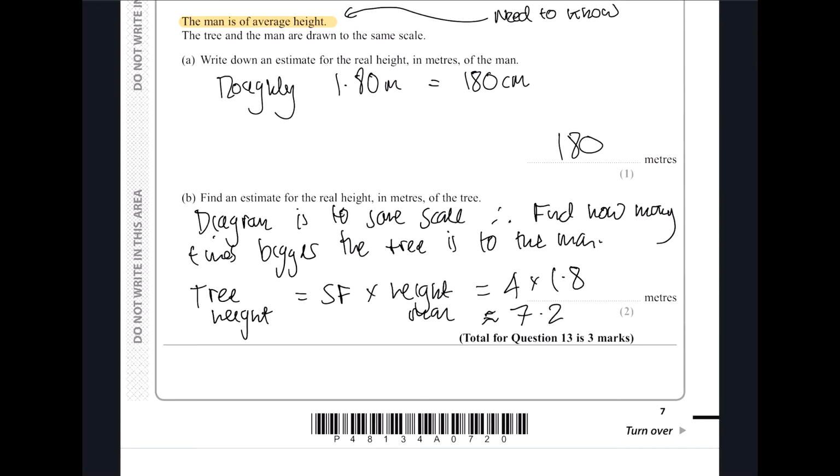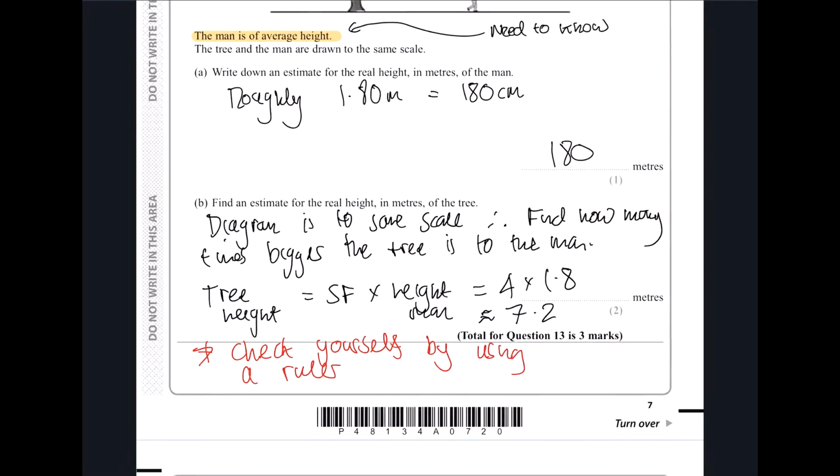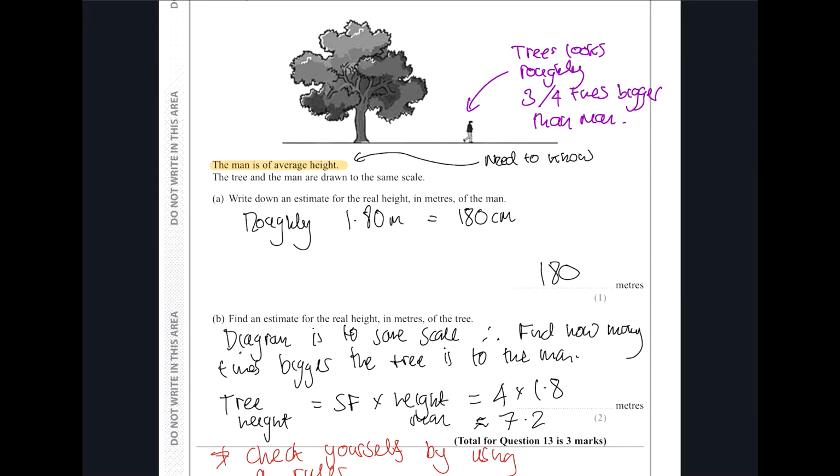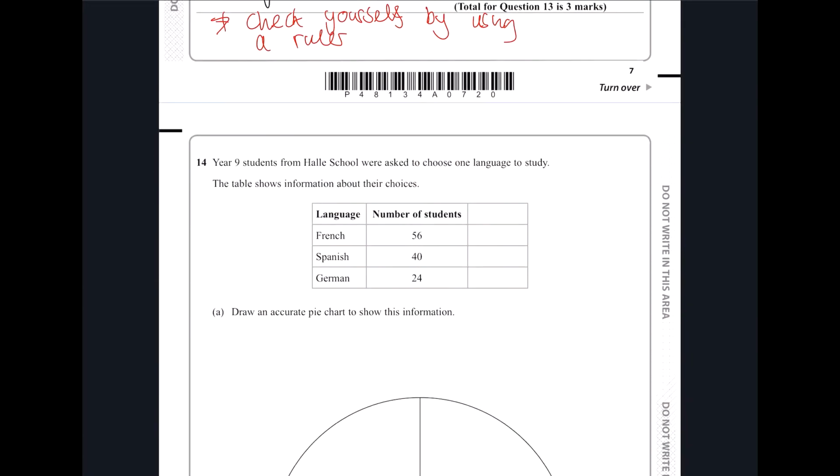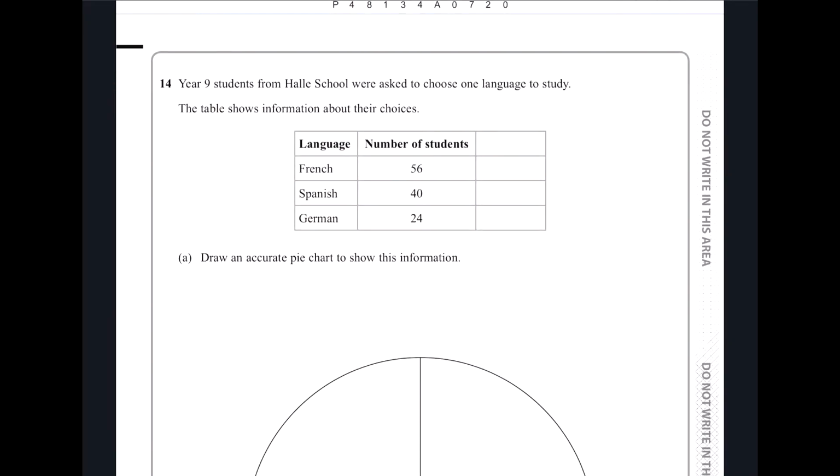Now this might be wrong, so check yourself by using a ruler. But generally, the method that I've spoken about is what you should do. You might find the scale factor slightly bigger.